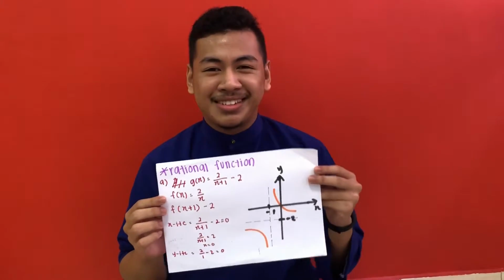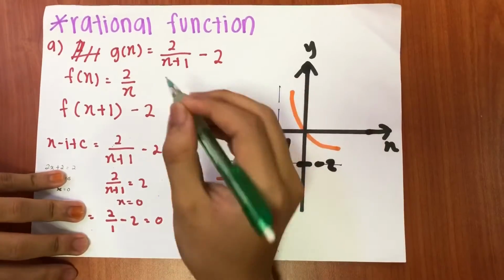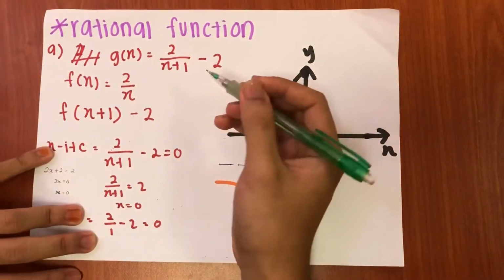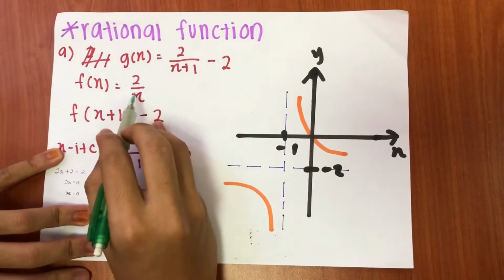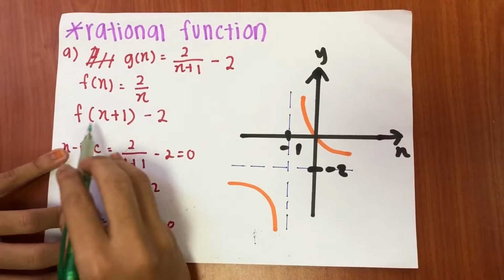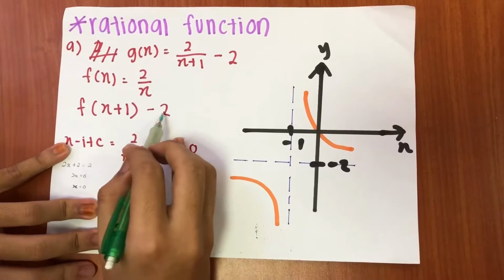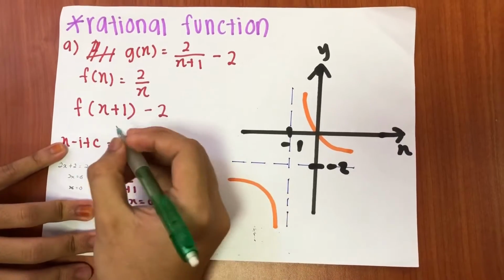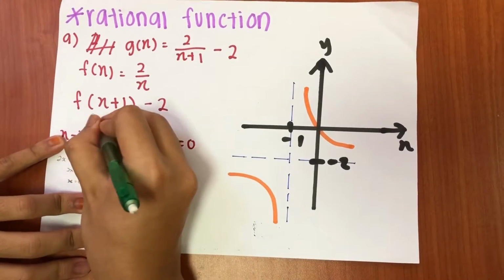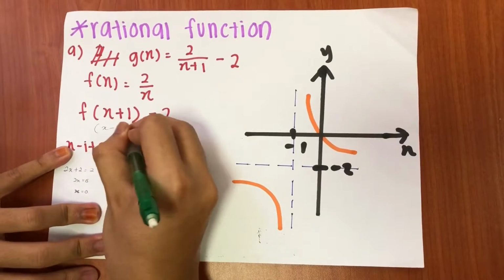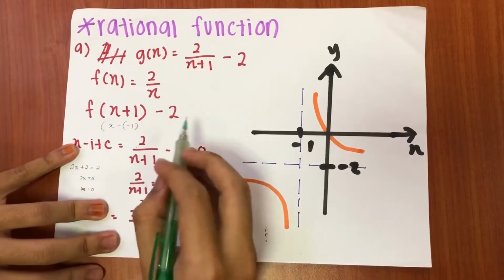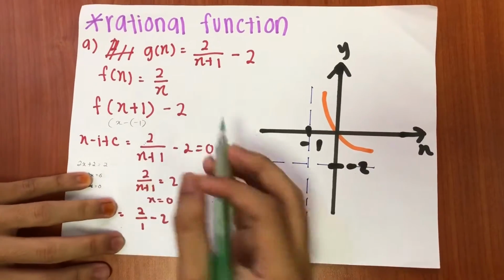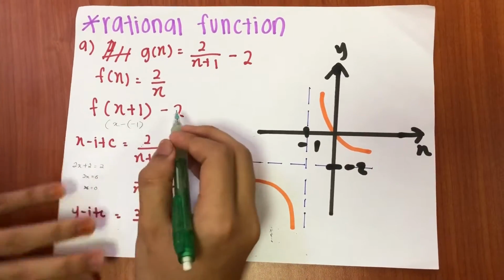The next function is the rational function. So we got this function. Our basic function will be 2 over x, which means f(x + 1) - 2. This function tells us to shift to the left 1 unit and downward 2 units. So we have this translation.